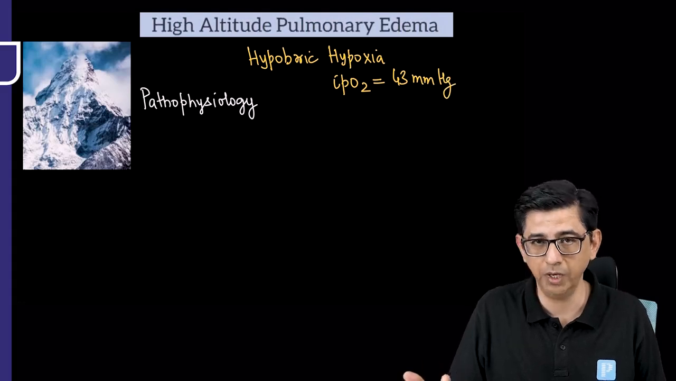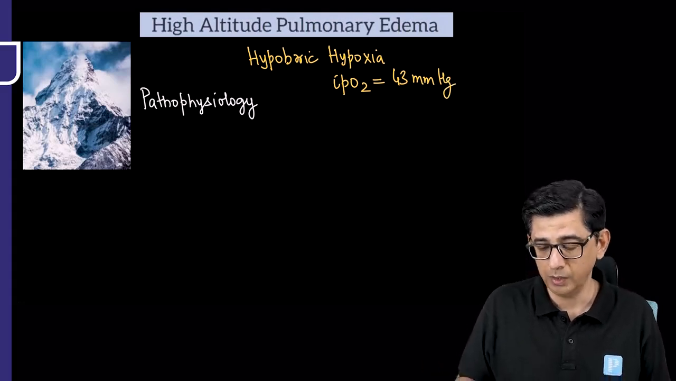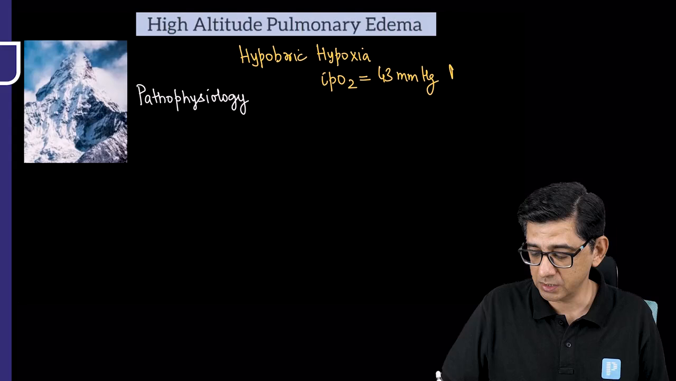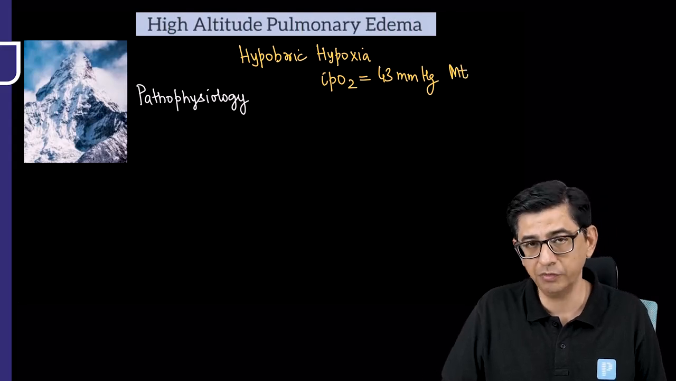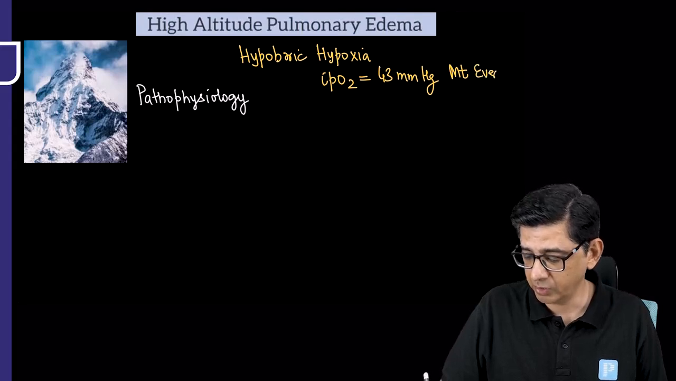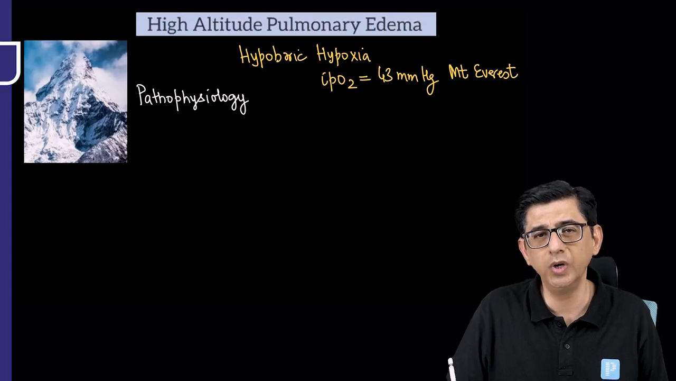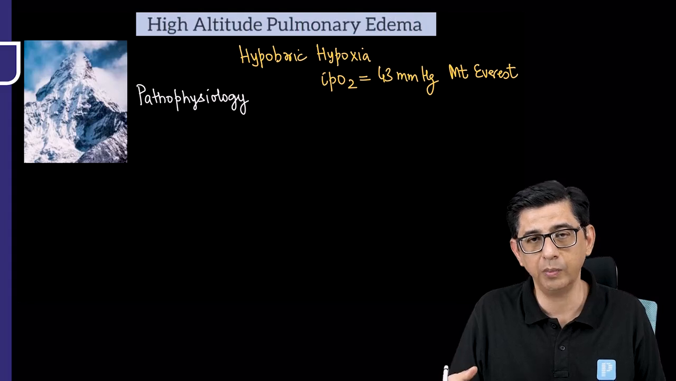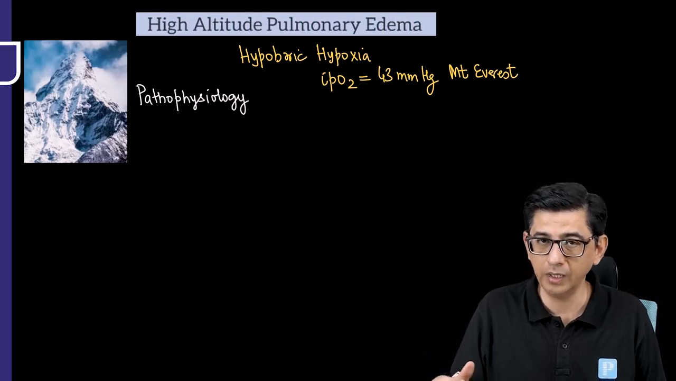While you and me are sitting comfortably in this room, the inspiratory PO2 for us is about 100 millimeters of mercury, whereas at a height of about 29,000 feet, that would be about 8,800 meters, the highest mountain in the world, the inspiratory PO2 is only 43 millimeters of mercury, which is why I said they would be carrying an oxygen cylinder in their backpack as well to aid in climbing.